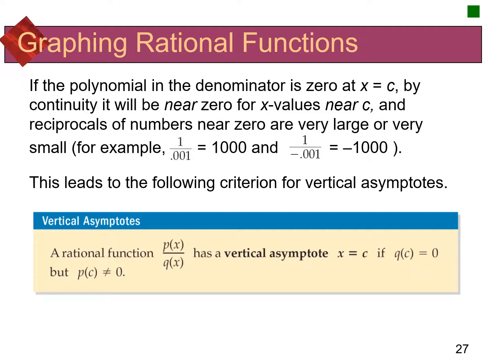So if the polynomial in the denominator is 0 at x equals c, by continuity, it will be near 0 for x values near c, and reciprocals of numbers near 0 are large. So basically, a rational function, p of x over q of x, has a vertical asymptote at x equals c if q of c equals 0, as long as the top doesn't equal 0.